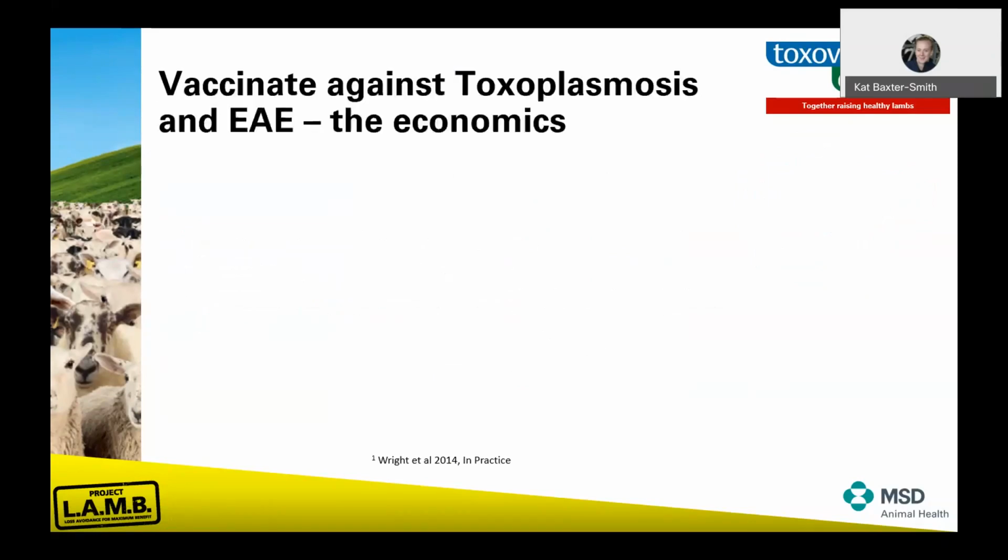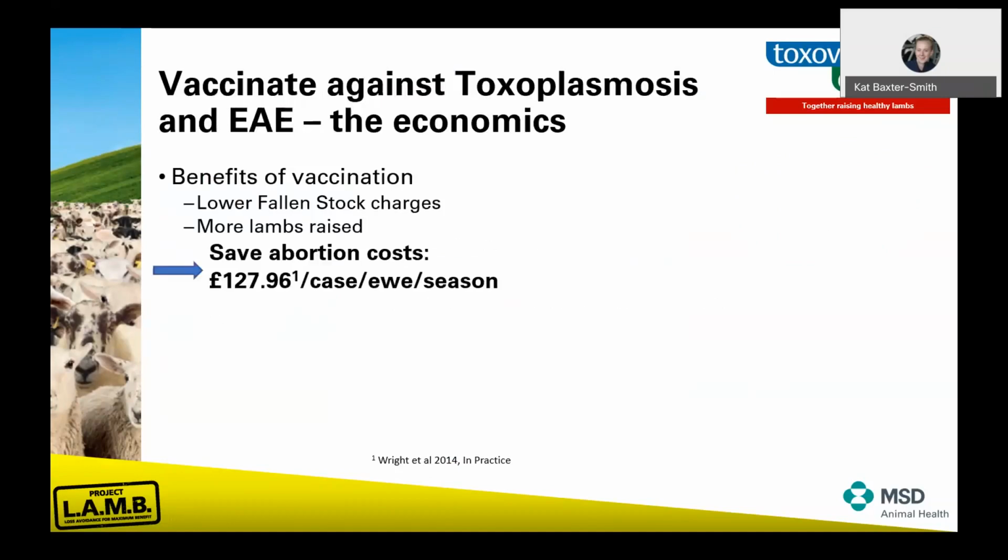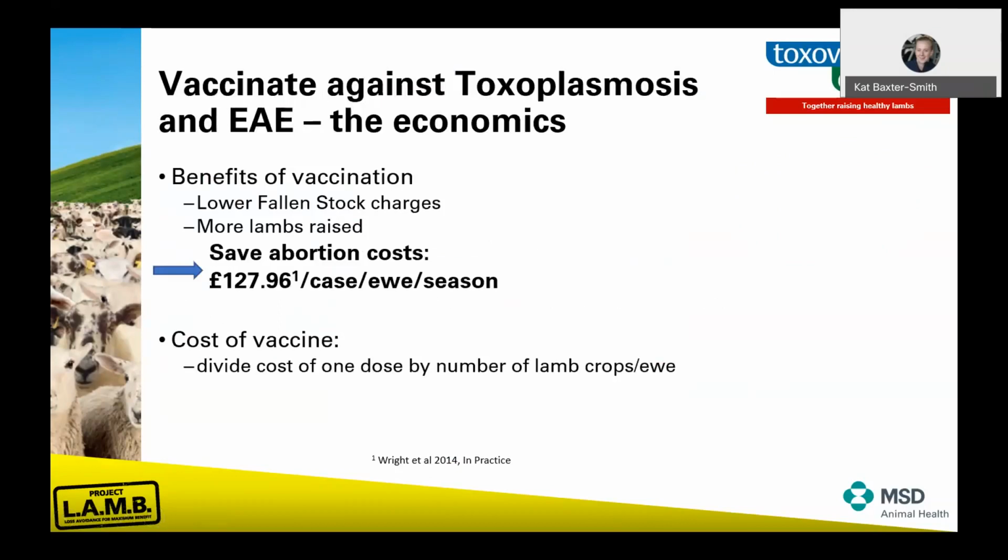Why vaccinate? Well, it's kind of what I said. The economics: you get lower fallen stock charges, obviously, because you're not getting ones taken away, and more lambs raised. Abortion cost has been calculated to be around £127 per ewe per season. That includes the cost of the lost lamb, disposal, etc. So you would be saving on that amount. And then obviously you'd be selling the lamb for money. And the cost of the vaccine, as I said, you divide the cost of 1 dose by the number of lamb crops per ewe, and it ends up being very cost effective.